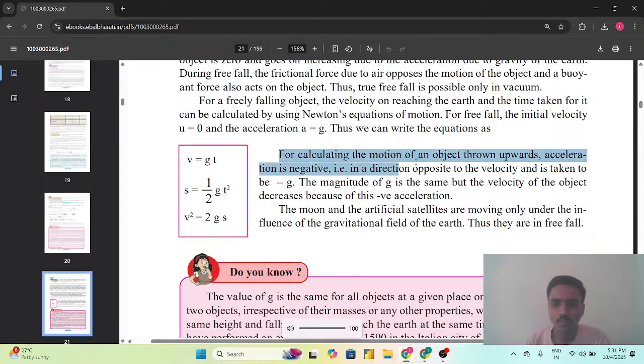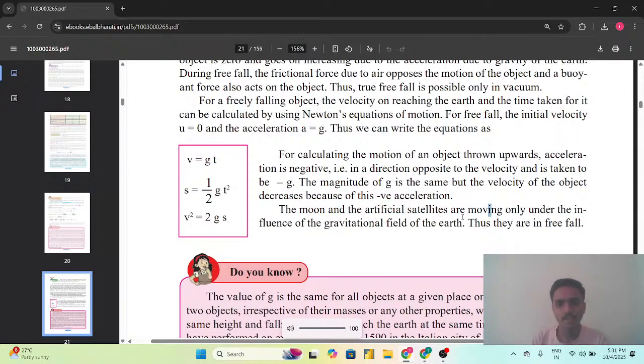So for calculating the motion of an object thrown upwards, acceleration is negative. Suppose if we threw an object in the upward direction, so the acceleration due to gravity is acting in the downward direction. That means it is in the opposite direction of the motion of the object. So the acceleration due to gravity will be here negative. That is, in the direction opposite to the velocity and is taken to be minus g. The magnitude of g is the same, but the velocity of the object decreases because of this negative acceleration.